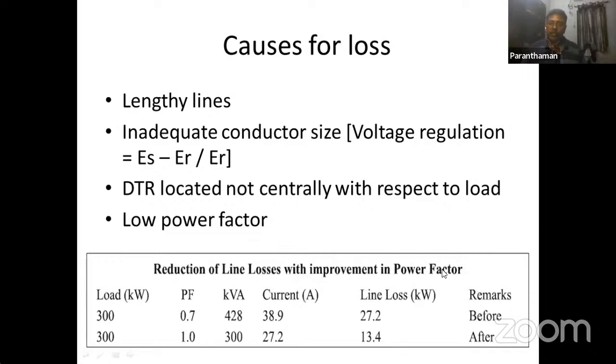Reduction of line losses with improvement in power factor. They have given one particular example. Power factor was originally 0.7, now it is 1. KVA was 428, now it is 300. See the line loss. Originally it was 27.2, now it is 13.4 kilowatts. That's all. Just go through it, sir.